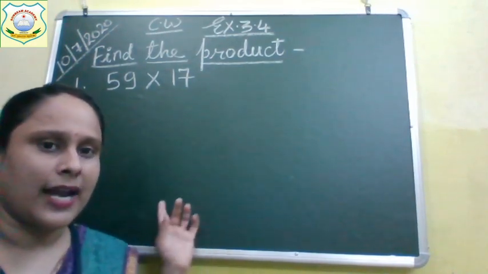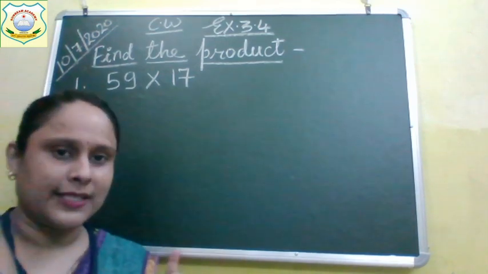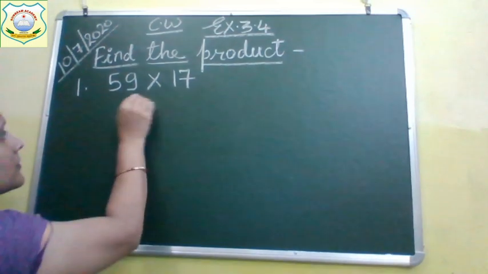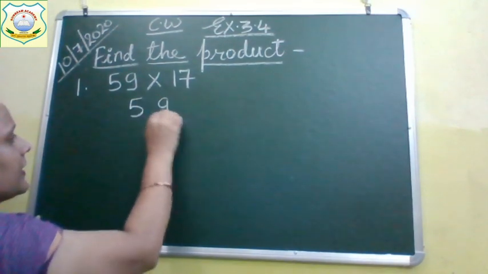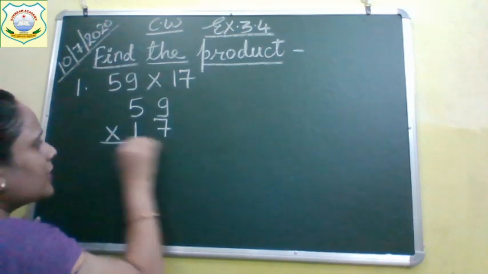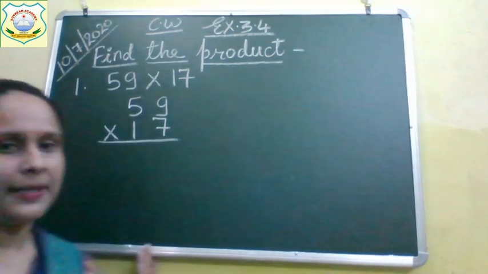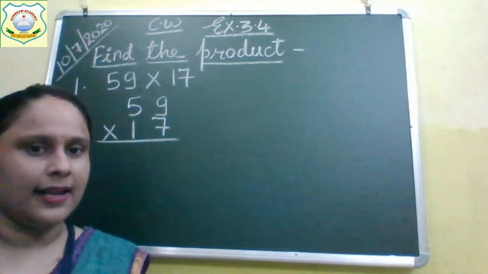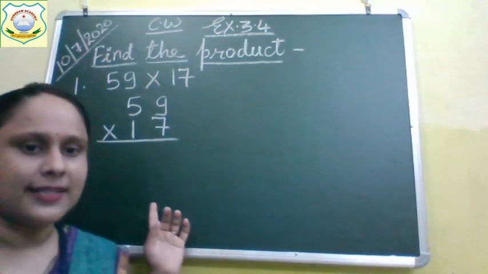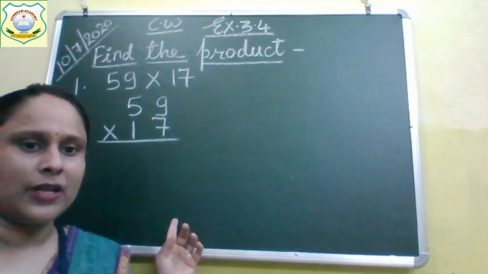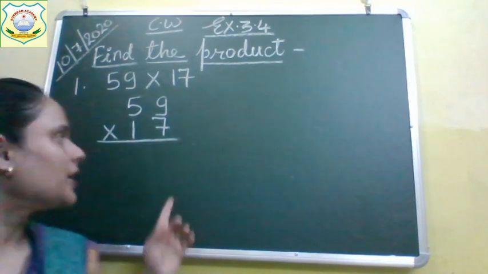So first, look at the blackboard. How to multiply 59 by 70. 59 into 70. Children, it's a 2-digit multiplication. I know you all have learned it in class 3, but we are doing it again so that if you have any doubt, it will become clear to you.